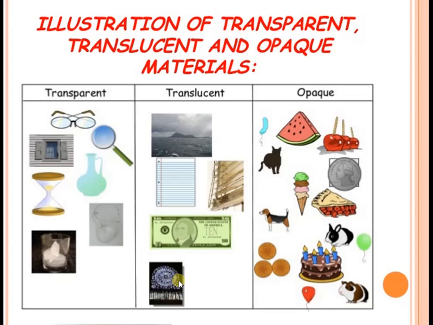Some materials such as glass are transparent. Some materials such as wood are opaque. And materials like oil and paper are translucent. These are the examples of transparent, translucent and opaque materials.